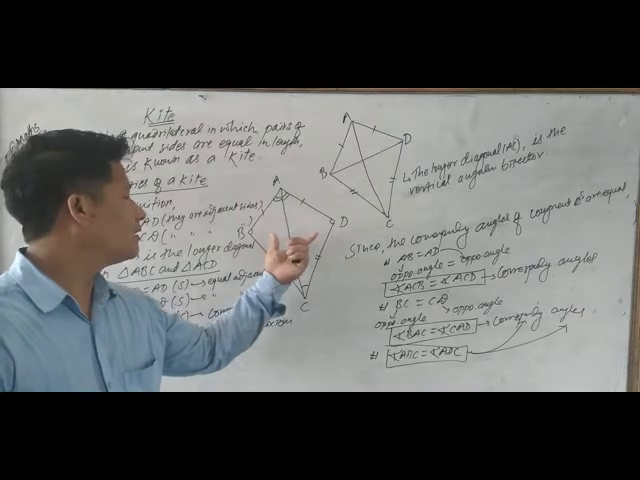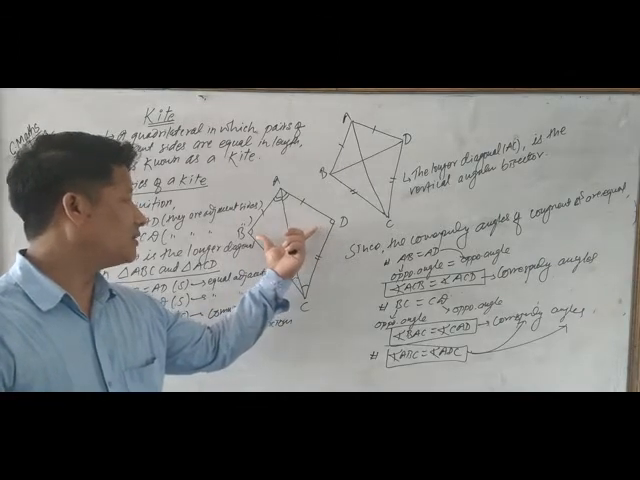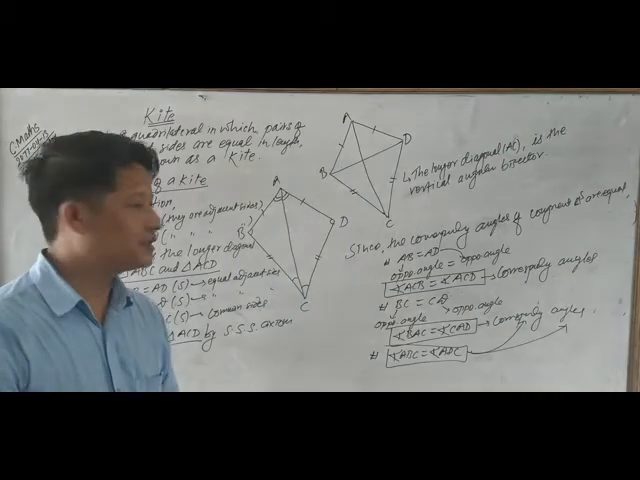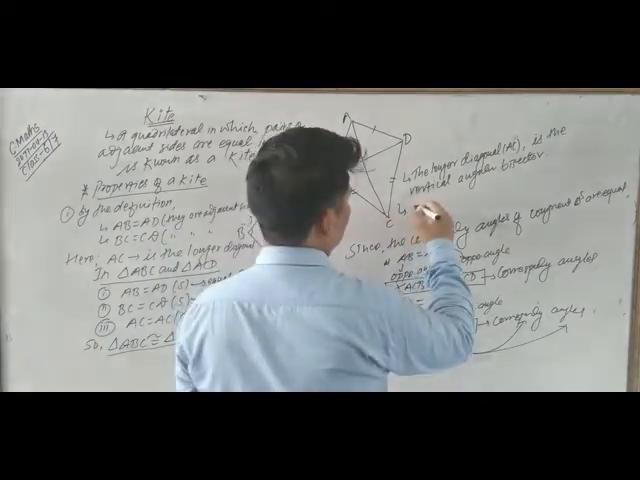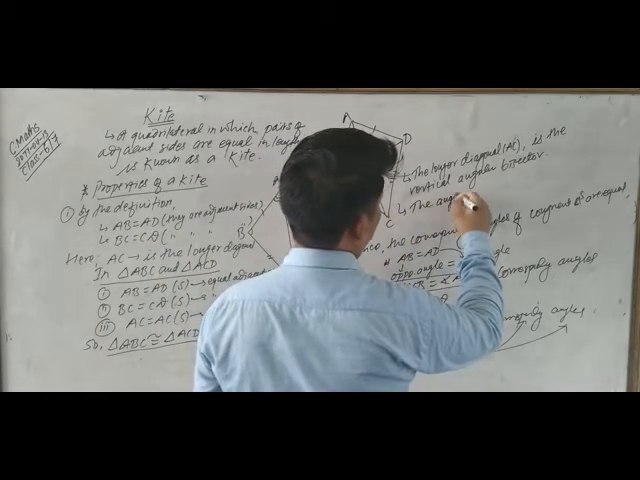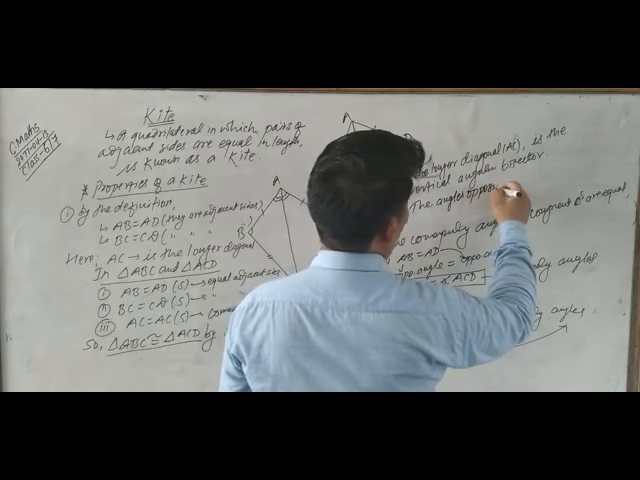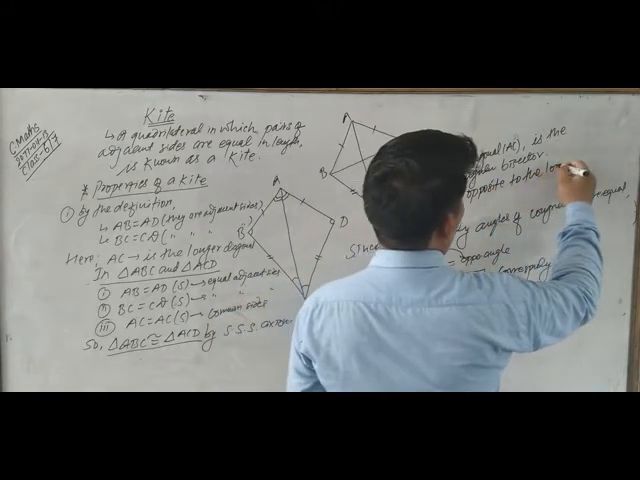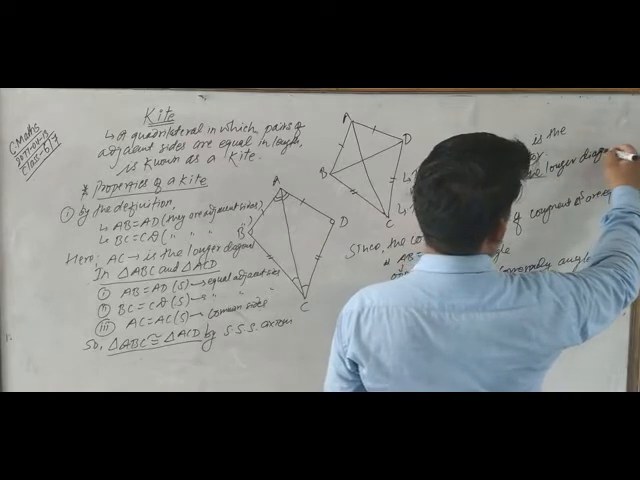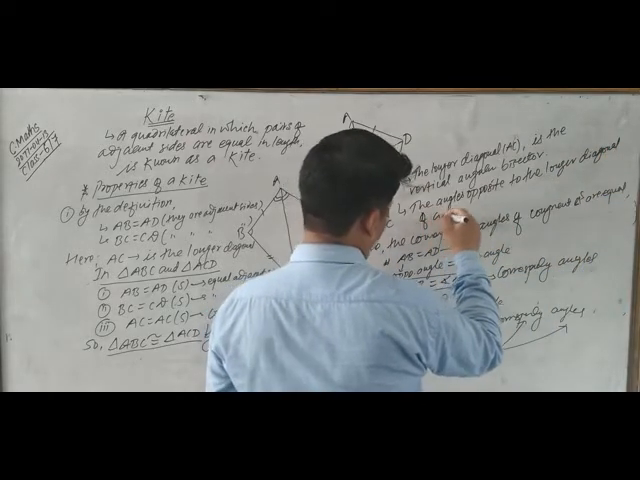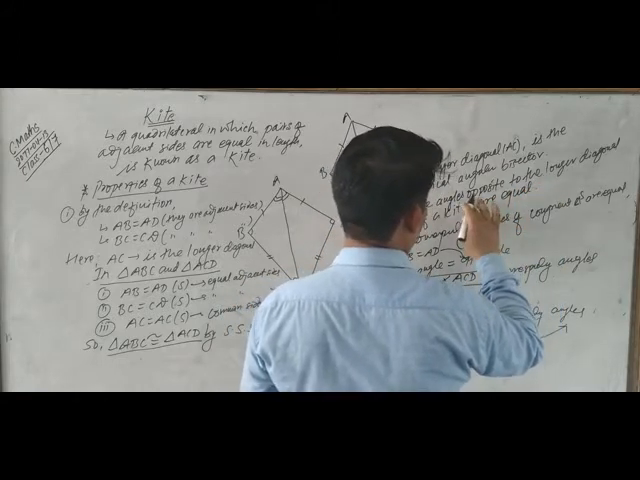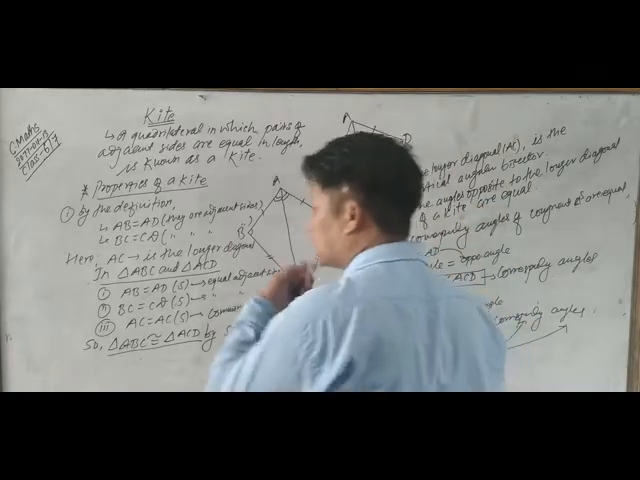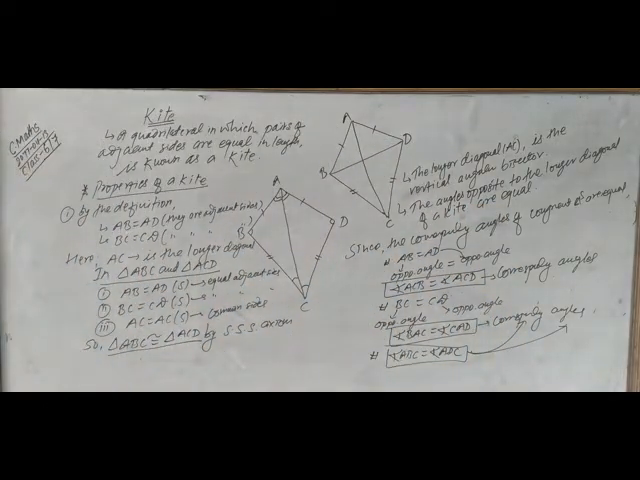And the angles opposite to the longer diagonal are equal. The angles opposite to the longer diagonal of a kite are equal. The angles opposite to the longer diagonal of a kite are equal.